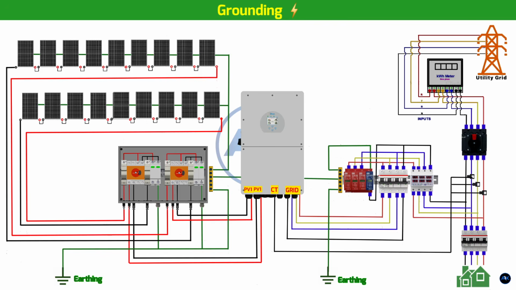Once all the wiring is complete, double-check every connection. A loose wire can be a fire hazard. Use a multimeter to confirm voltages and continuity before you energize the system.